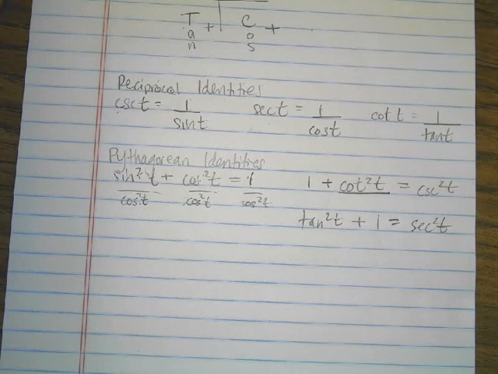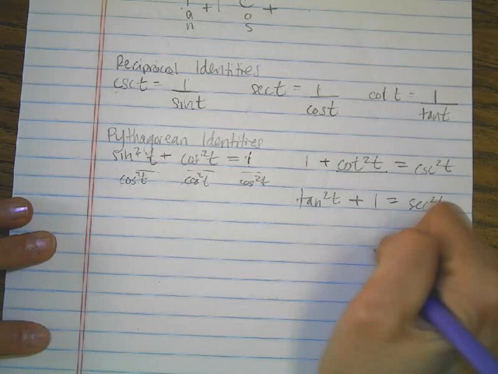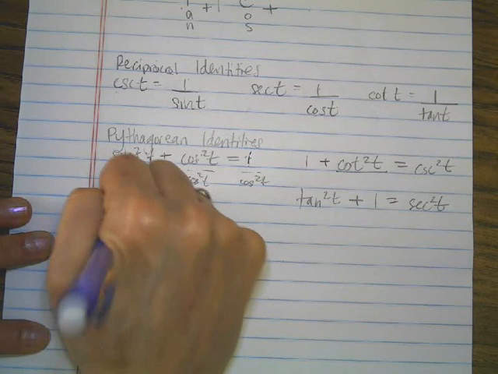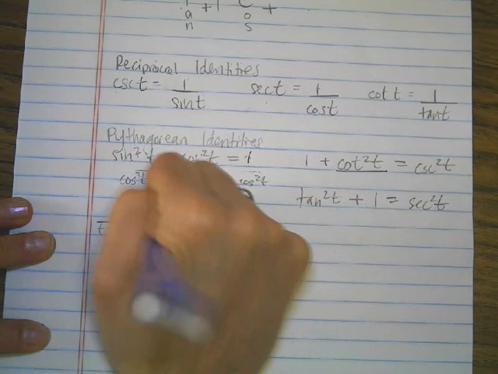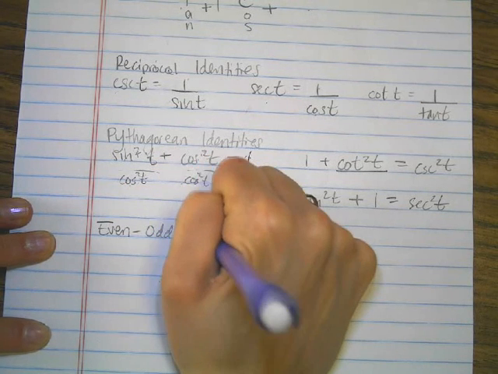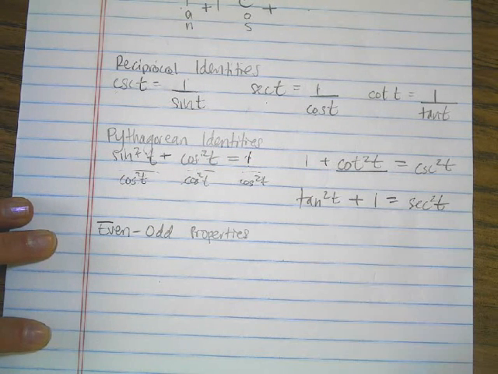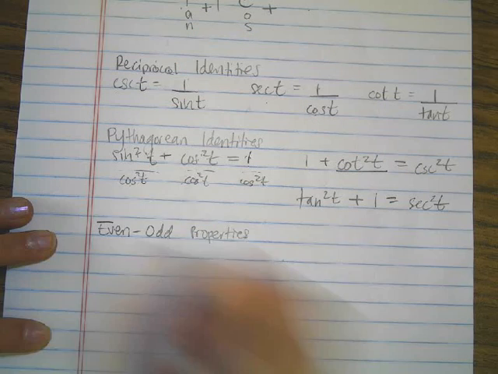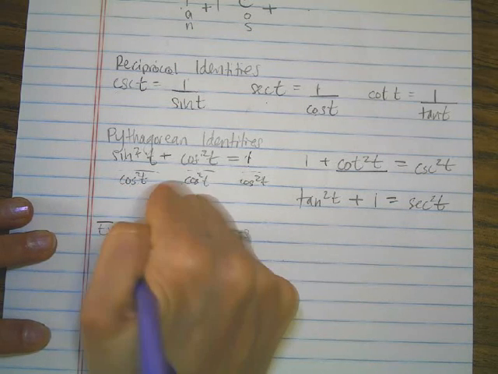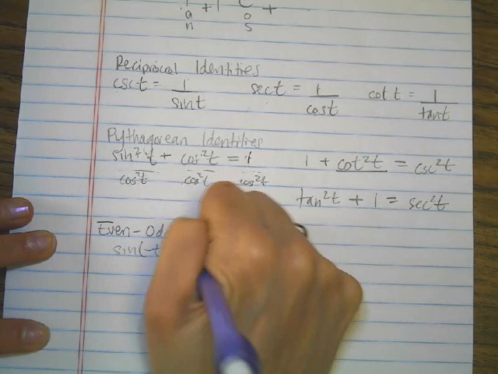The other set of identities are the even-odd properties. Sine and its evil twin, which is cosecant, are odd, because when you plug in a negative, you get out a negative. So is tangent and its evil twin, which is cotangent.